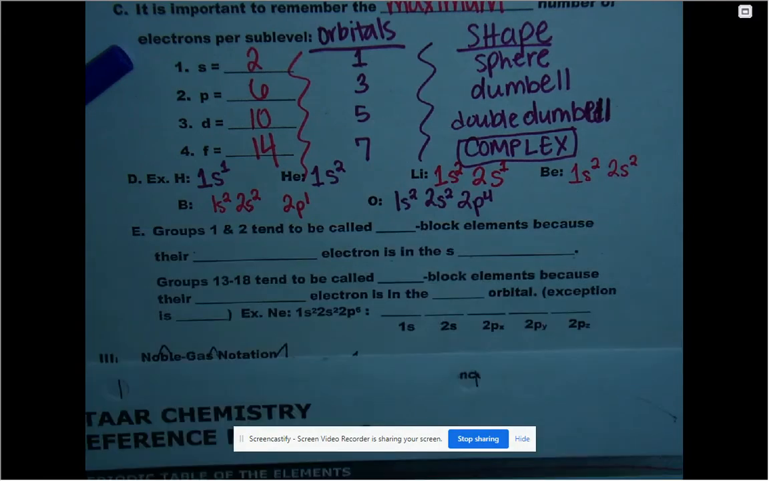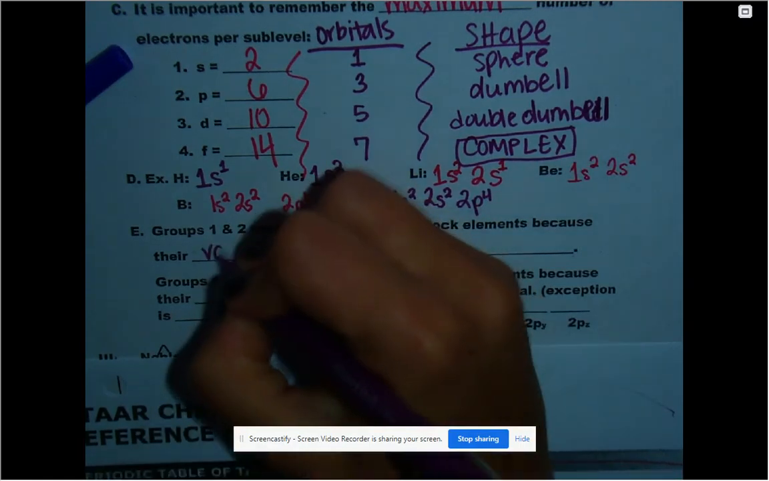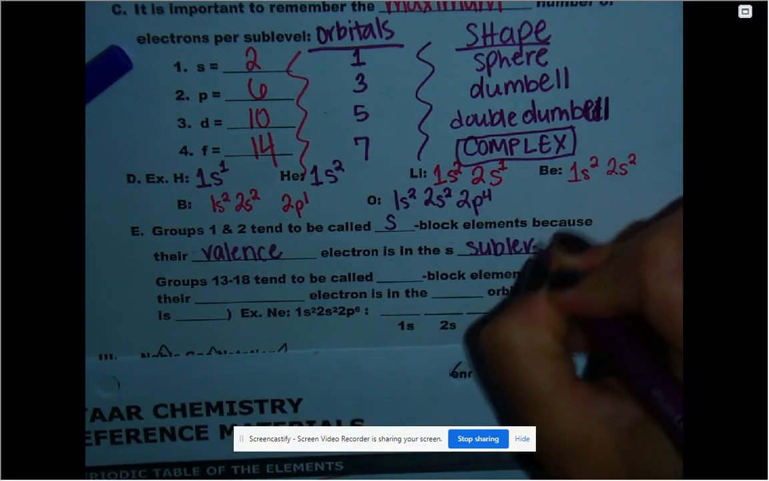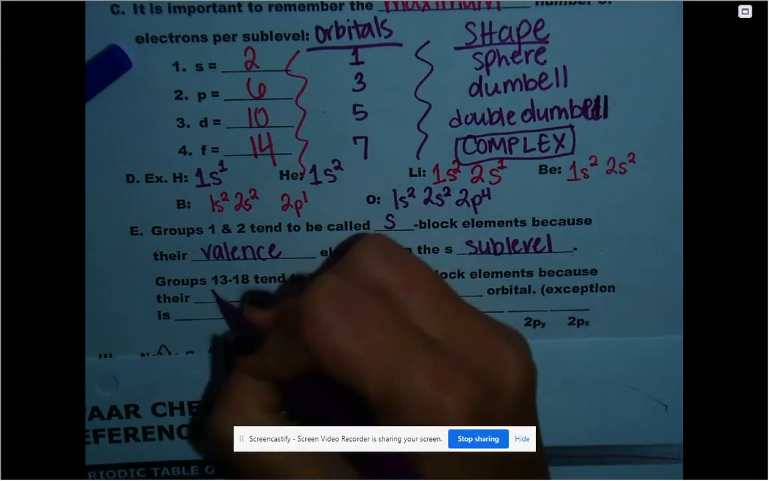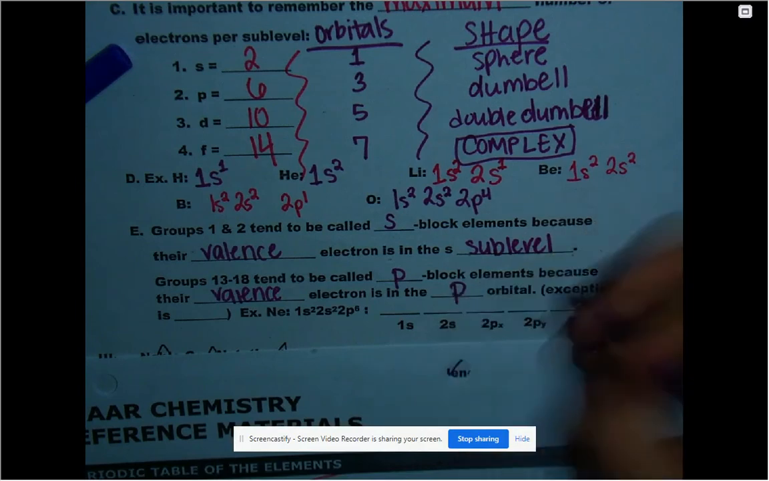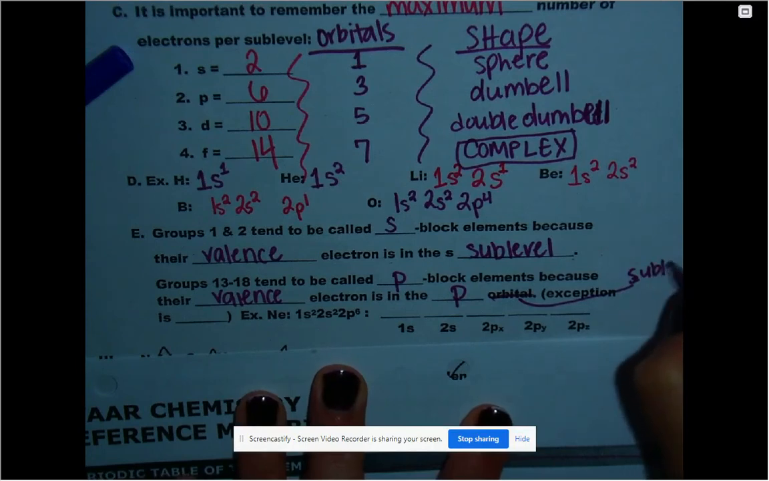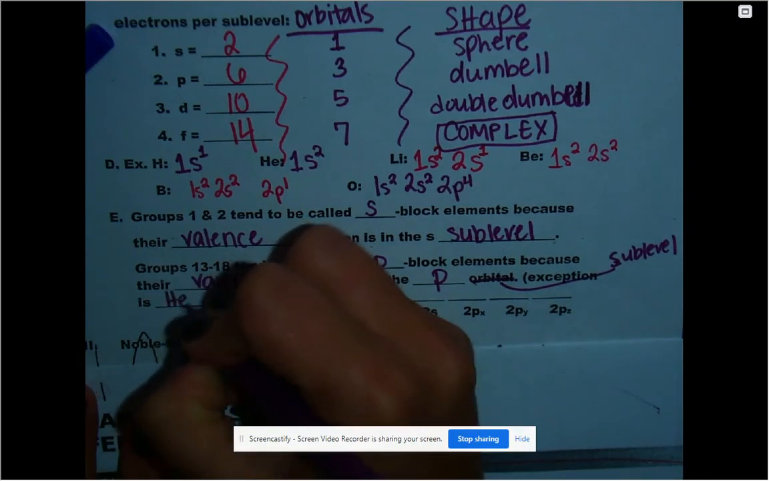Okay? All right. So groups 1 and 2 tend to be called the S block elements because their valence electrons are in the S sublevel. Groups 13 through 18 tend to be called P because their valence electrons are in the P sublevel, and I don't like that we call it an orbital. What is the exception to that? Who's the exception to the p sublevel? Helium, exactly. That one ends in the s sublevel. Good.